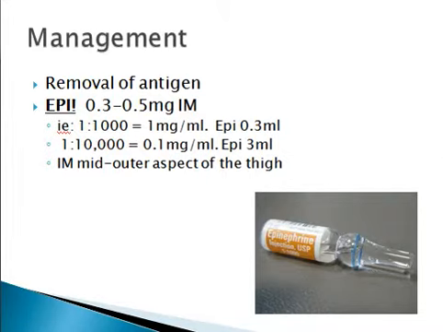To give it, we go for the mid-outer aspect of the thigh. There have been studies that showed that if you give it via the thigh instead of the deltoid, you would actually have a higher peak epinephrine concentration in your serum. We never give epinephrine initially for anaphylaxis IV unless they're very severely ill, because there's a risk of arrhythmias and cardiovascular side effects of epinephrine, obviously.